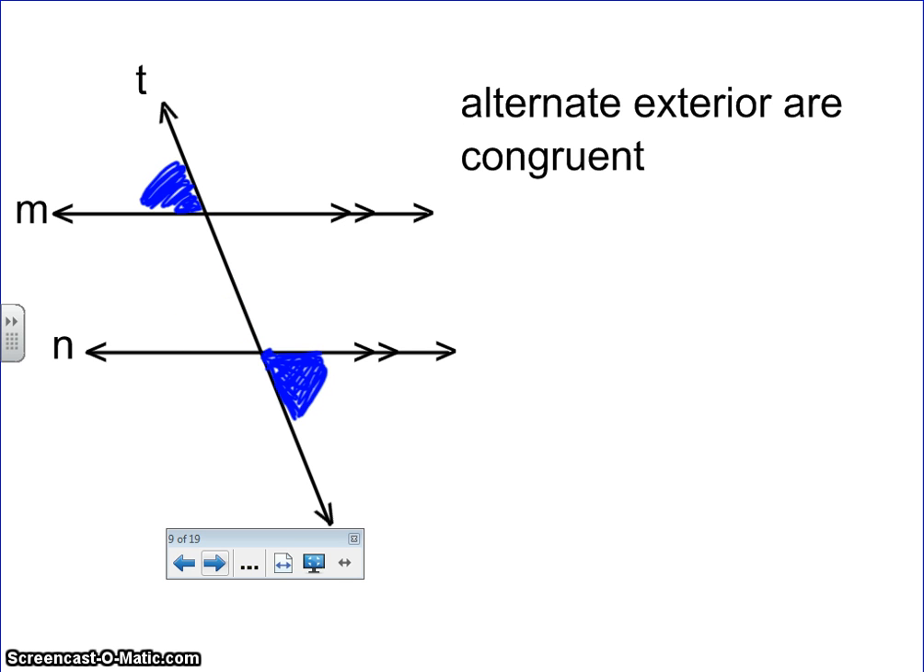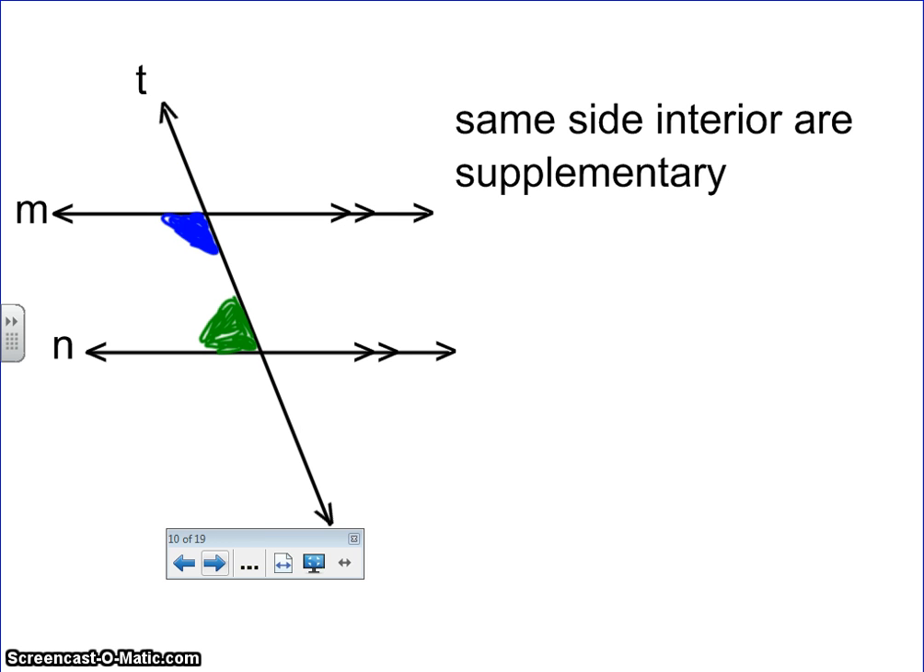Alternate exterior angles are congruent. Again, it looks like it makes sense. This angle right here is going to have the same measure as this angle right here, and that's true. And then there are two sets of angles that are supplementary. In other words, they're not congruent. They add up to 180 degrees.